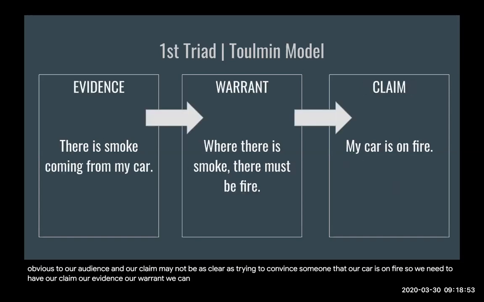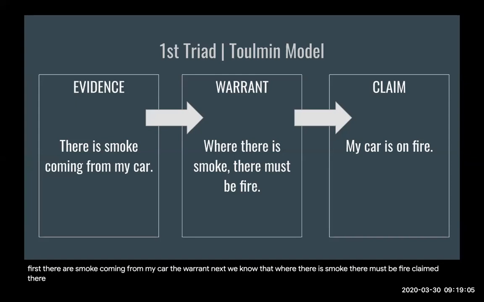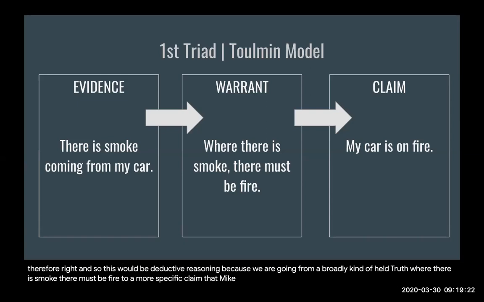We can arrange them in any order. So we could do it this way. The piece of evidence first: there is smoke coming from my car. The warrant next: we know that where there is smoke, there must be fire. Claim: therefore, my car is on fire, right? And so this would be deductive reasoning because we are going from a broadly held truth, where there is smoke, there must be fire, to a more specific claim that my car is on fire.